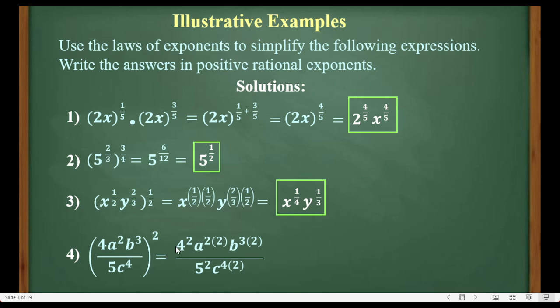So this will become 4 squared times a to the 2 times 2, times b to the 3 times 2, all over 5 squared times c to the 4 times 2. And the resulting expression will become 16a to the fourth, b to the 6 over 25c to the 8. And this is your answer.